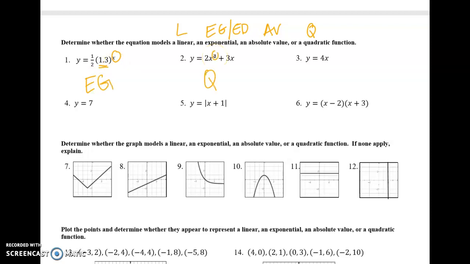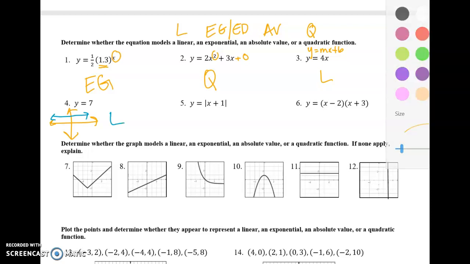X squared, I know that's a quadratic. If you need to put a +0 there to make it look like standard form, go ahead. Number 3 is in the form of y equals mx plus b, so this is a linear function for number 3. Number 4, y equals 7 is a horizontal line at 7, and a horizontal line is a linear function.